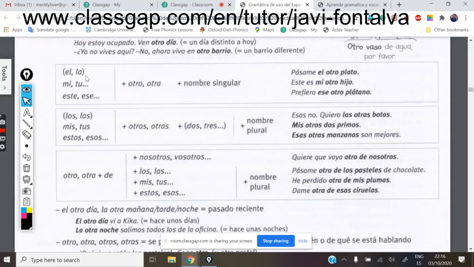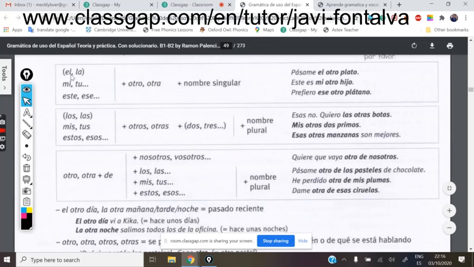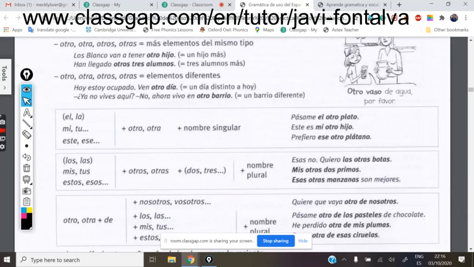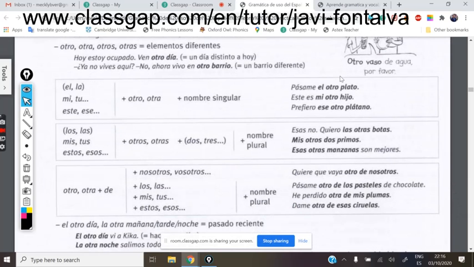You could also use otro with el and la, or me or tú. So, okay. El otro plato. So, give me the other plate. What you cannot use together with this word is basically un, una, or unos. So, un otro, una otra, forbidden in Spanish. You could say though el otro, so that would be the other one, or the other whatever.